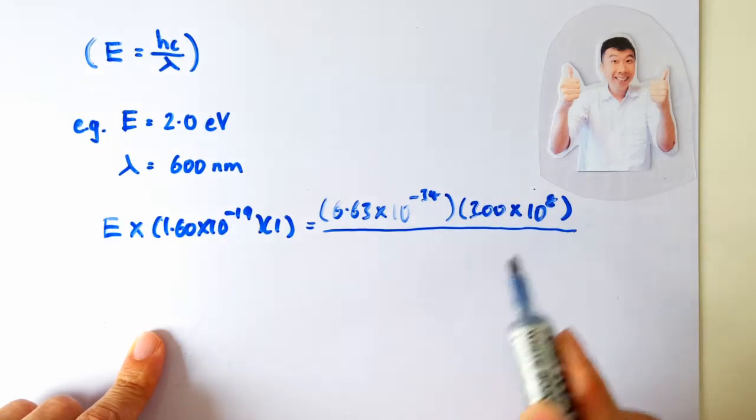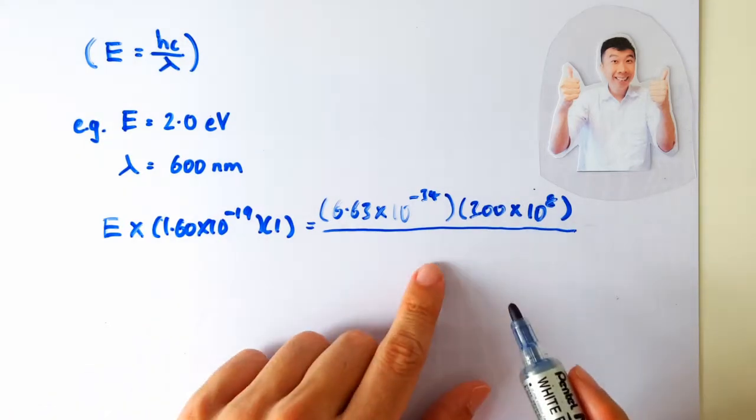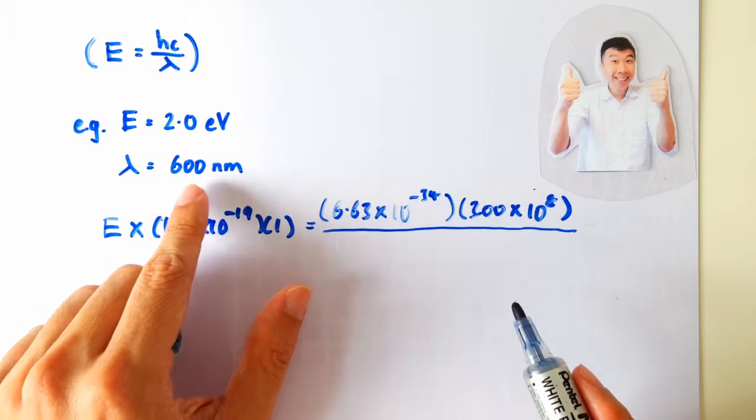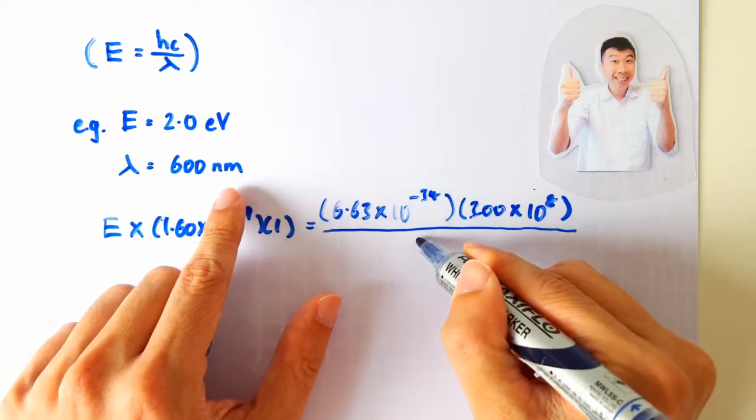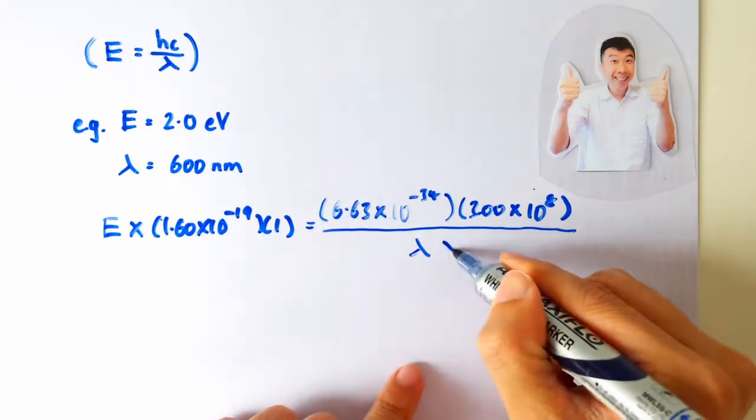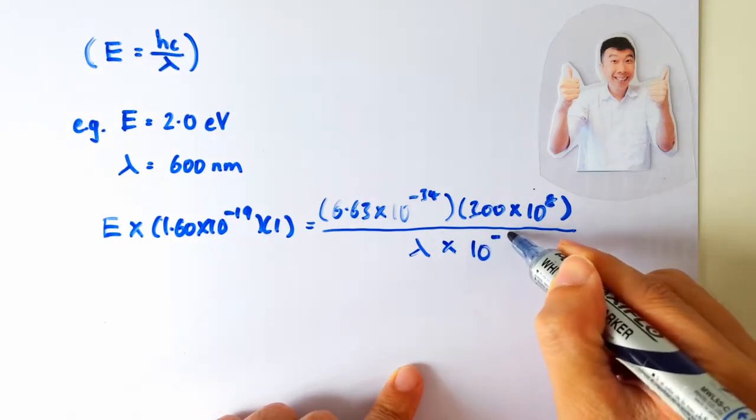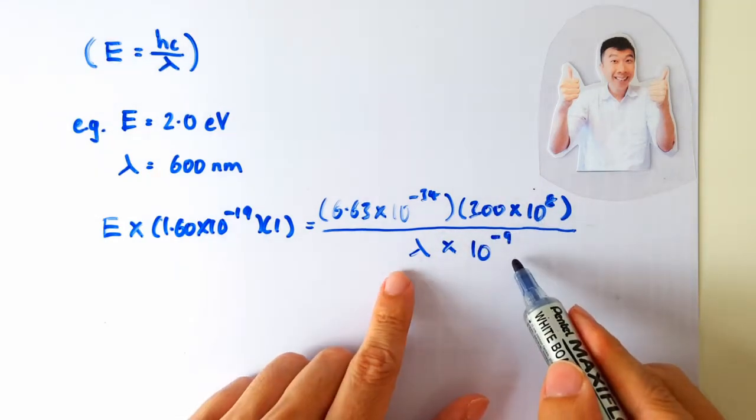divided by the wavelength. So we need the wavelength in meters. So if the wavelength is 600 nanometers, we actually need to do a 600 times 10 to the power of negative 9 to convert this into meters.